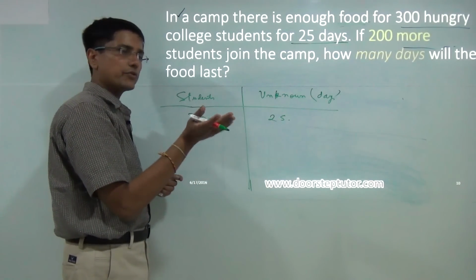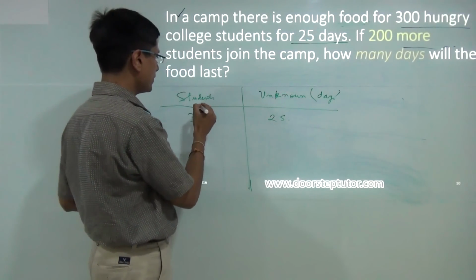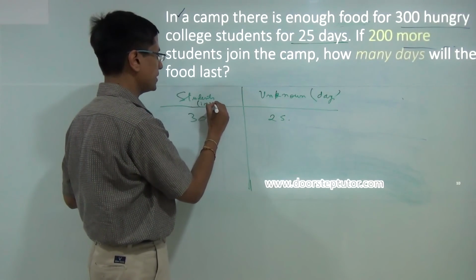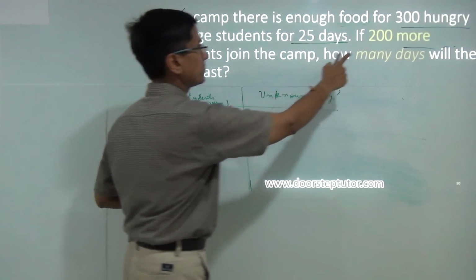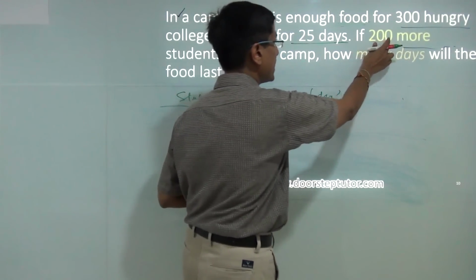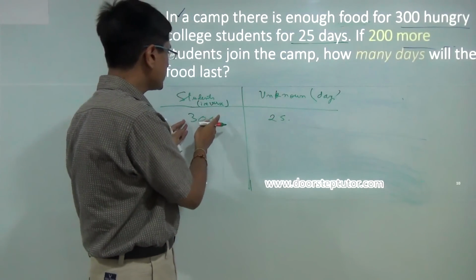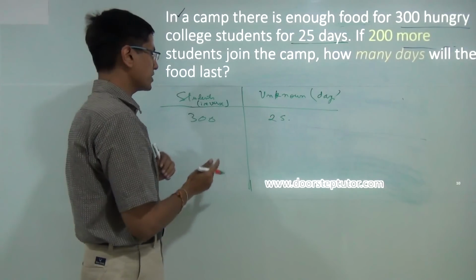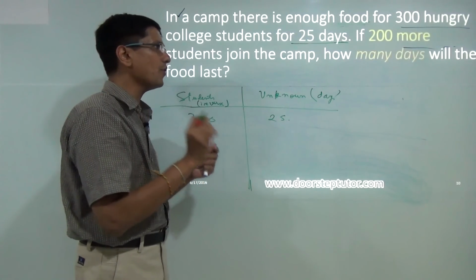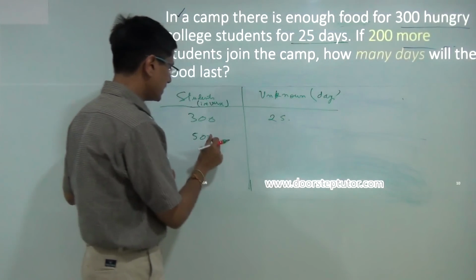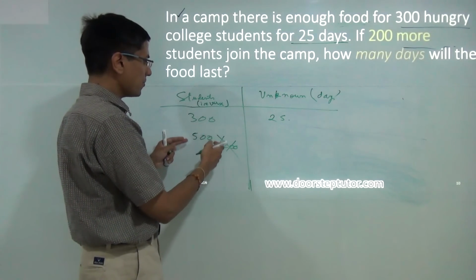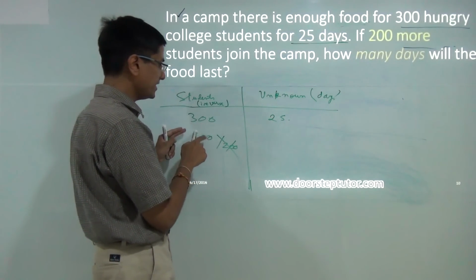If I increase the number of students, the number of days would obviously decrease. So there is an inverse relationship here, but that's not the trick. We already know how to do an inverse relationship and how to solve it. The trick is the 200 more. The question is asking us, if I add 200 more students to the already present 300 students, the total number would become 500, and a lot of students would just miss that. They would simply write 200 here, which is incorrect. The total number of students now becomes 500, and this is what we should use.